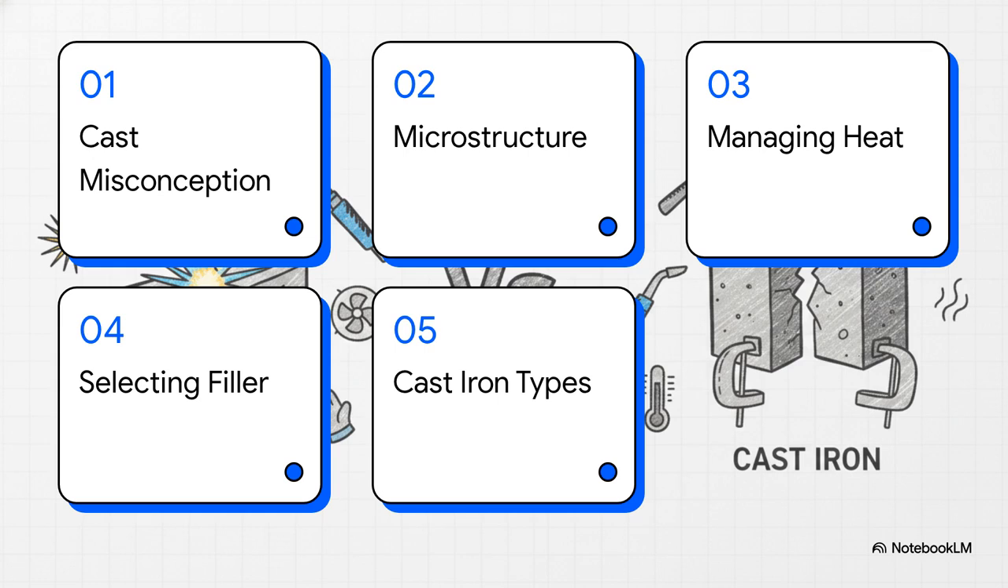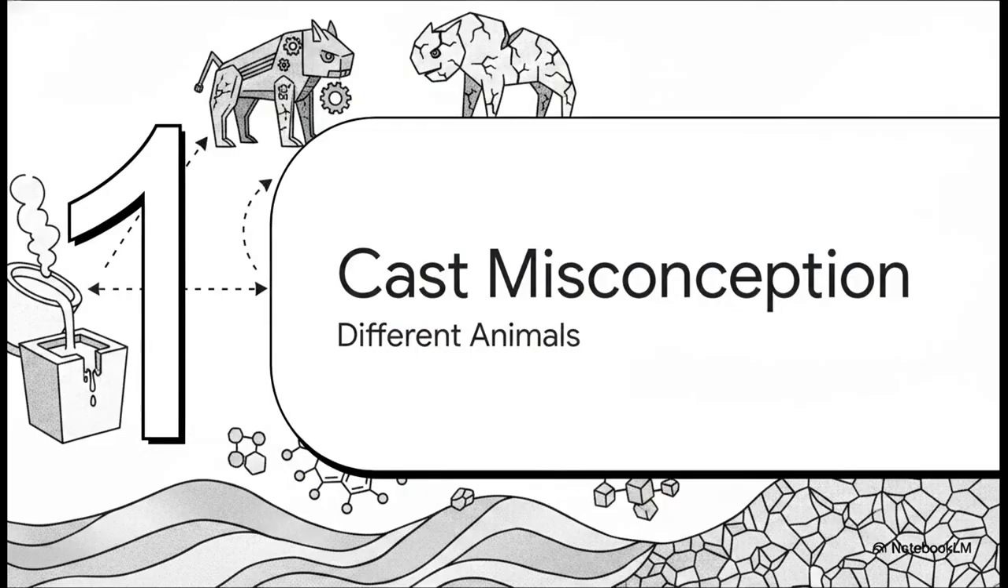All right, let's run through our agenda for today. First, we'll tackle the cast misconception. Then we'll dive into microstructure, looking at carbon and graphite. After that, we'll cover managing heat and cracking, selecting the right filler, and finally, we'll wrap up with cast iron types explained.